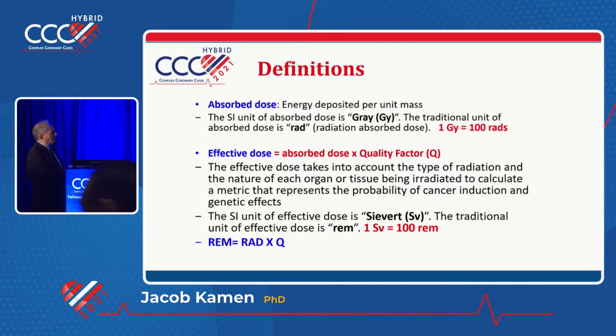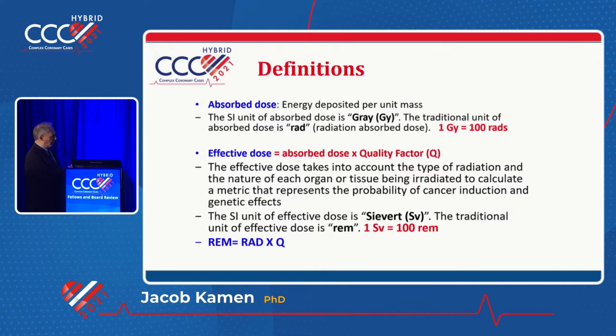So radiation absorbed dose is energy deposit per unit of mass. That's very simple. Used to be, we used to call it RAD, abbreviation for radiation absorbed dose, but now is the universal gray, which is mostly European use, and it's 100 times more than RAD.